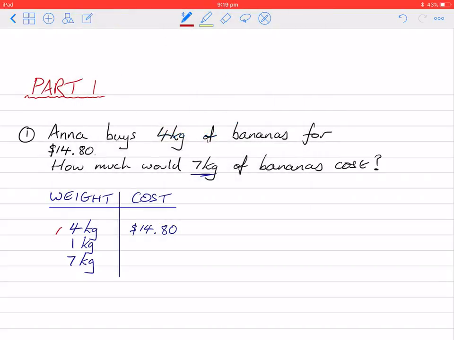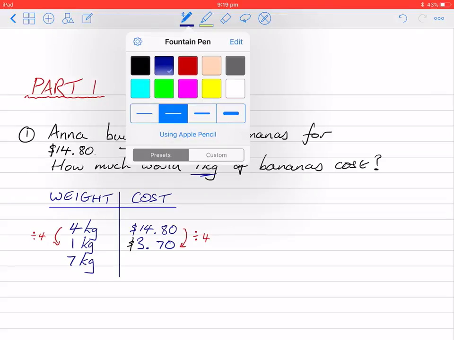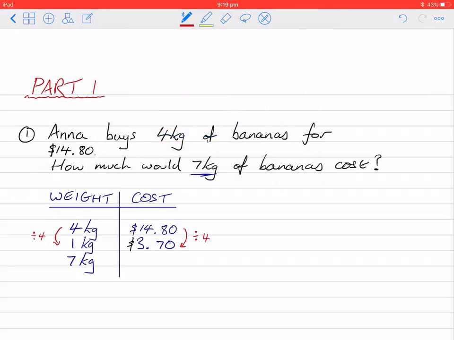So how do we turn 4 into 1? We turn 4 into 1 by dividing it by 4. And then it's really important we just do the same on the other side of this table. So divide by 4 on the left, divide by 4 on the right. So we use our calculator here, $14.80 divided by 4, and we get $3.70.